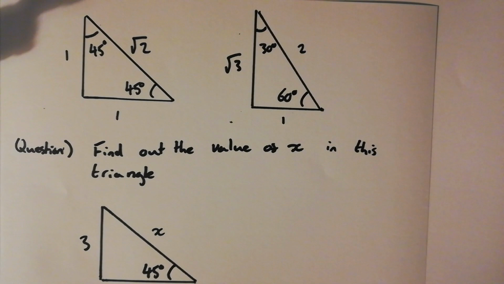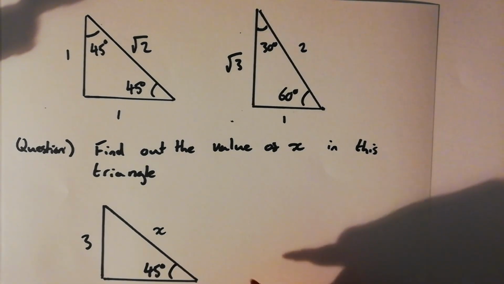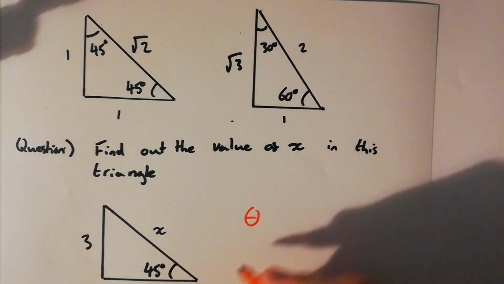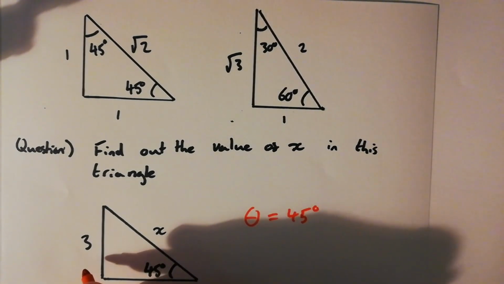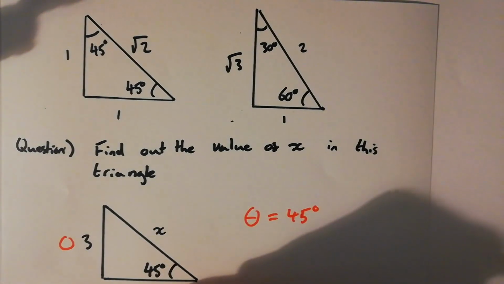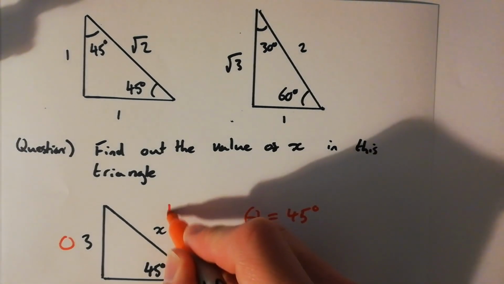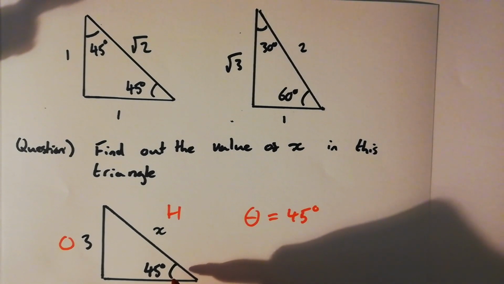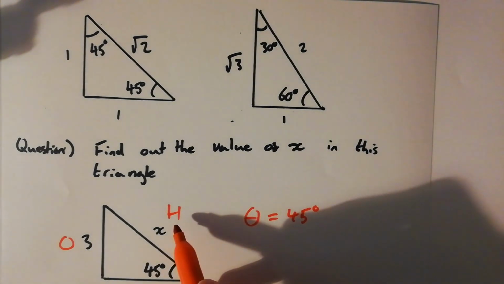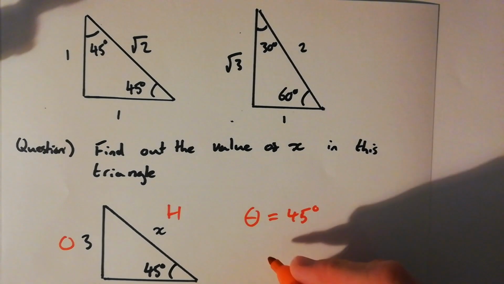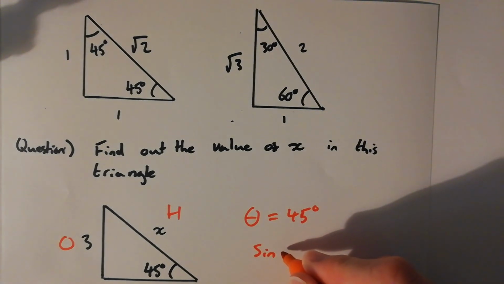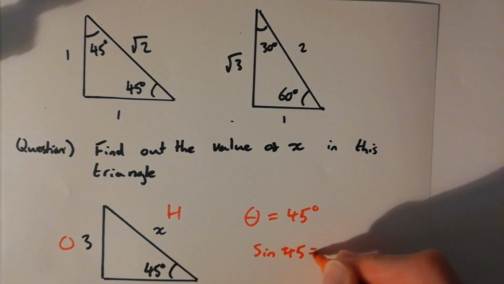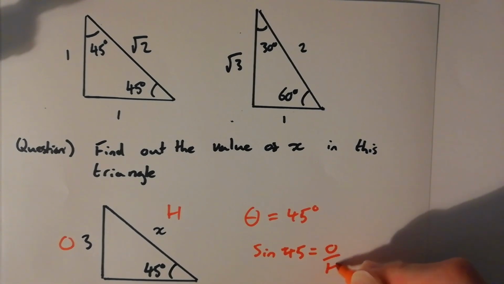So, you can instantly recognise that the angle we've been given here is 45 degrees. And we have the opposite side, so if we label up, this is the opposite side, this is adjacent, and this is the hypotenuse, relative to the angle. So we can see we're using the opposite and the hypotenuse. So then we can quickly see we're going to be using sine, because sine 45 equals the opposite over the hypotenuse.